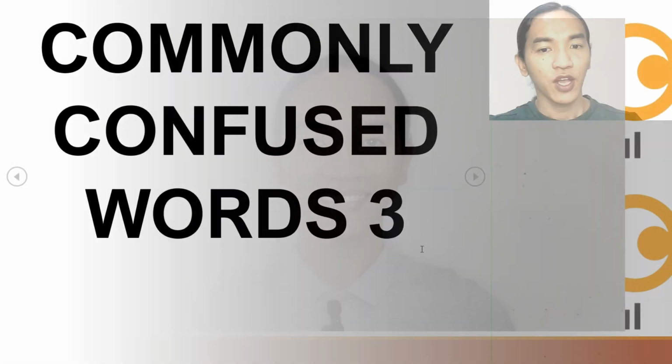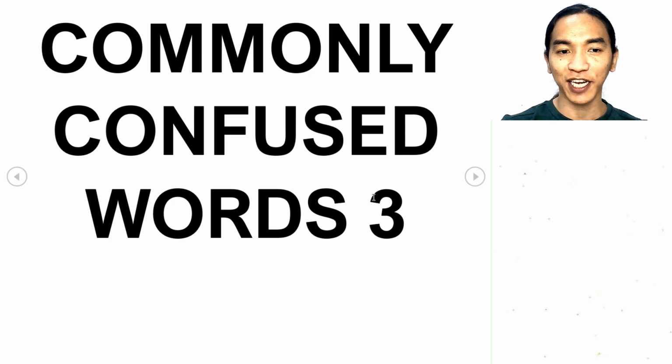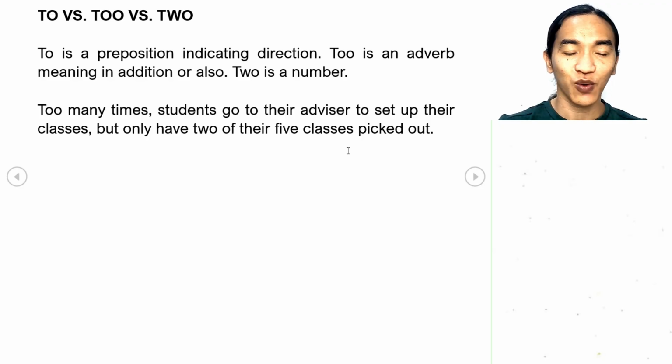For this video, we will be discussing the third part of our commonly confused words. We will be just continuing talking about some of the terms and words that might be confused when we use them in English communication skills. So, let's begin with the first terms. We have to, too, and two.